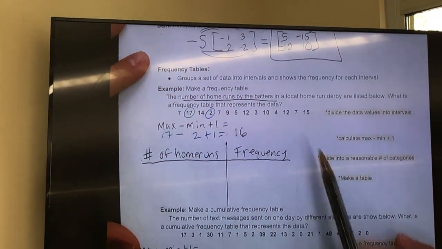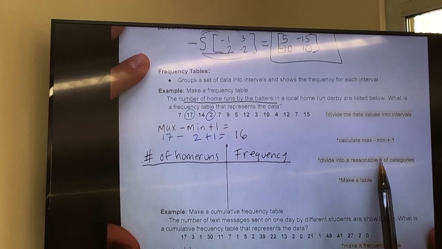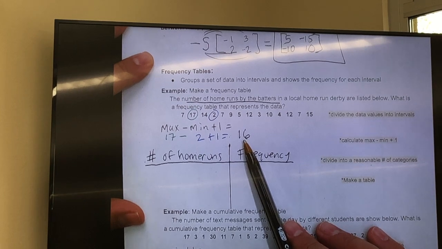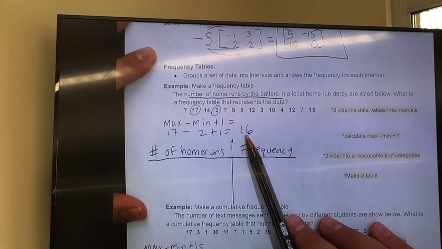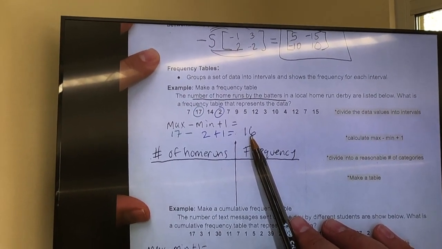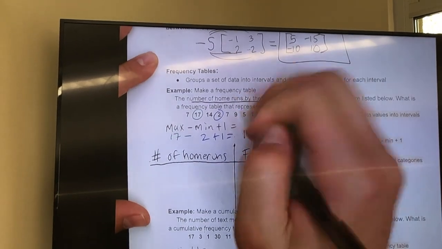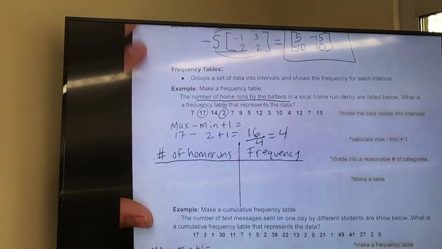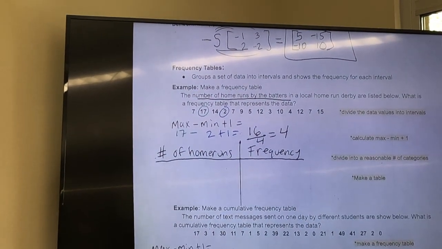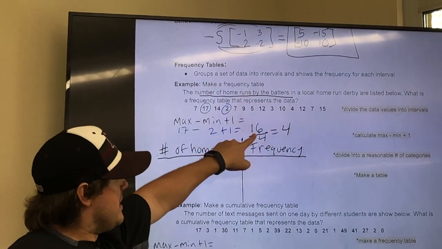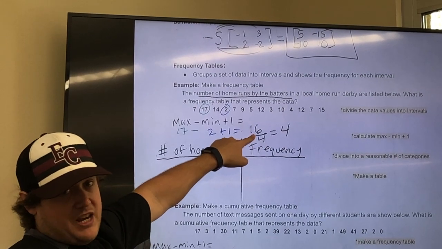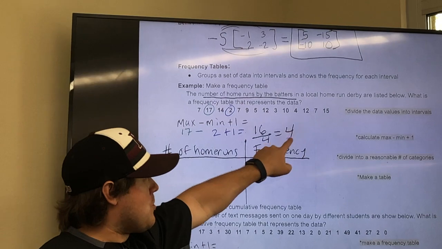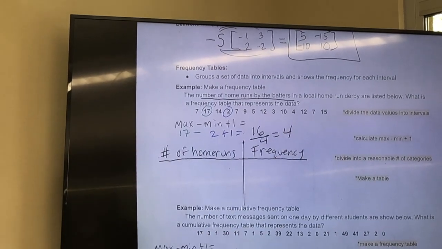Okay? Then it says divide into a reasonable number of categories. When you divide into your categories, you don't want to have a decimal. So our numbers that could go into 16 would be 2 and 8 or 4 and 4. So we're going to choose divide by 4 equal 4. So you are taking the range of 16, dividing it into 4 groups. So that means that your range of numbers will be 4 numbers, okay?